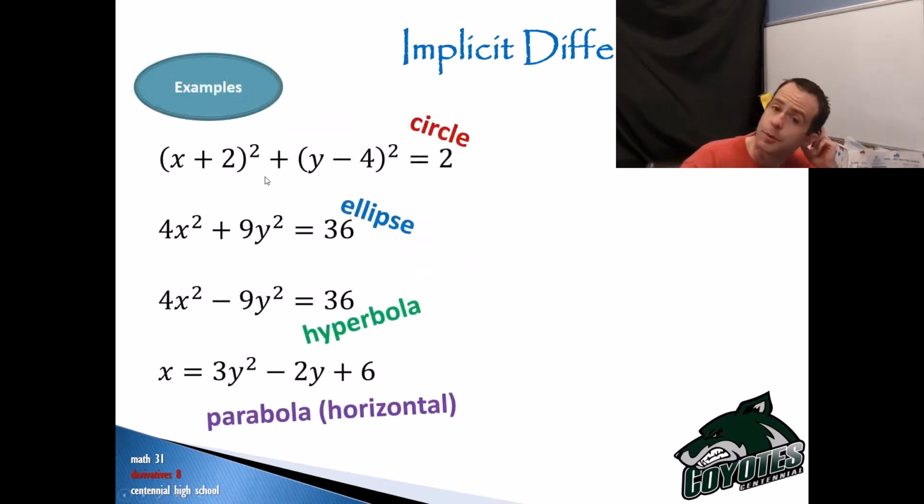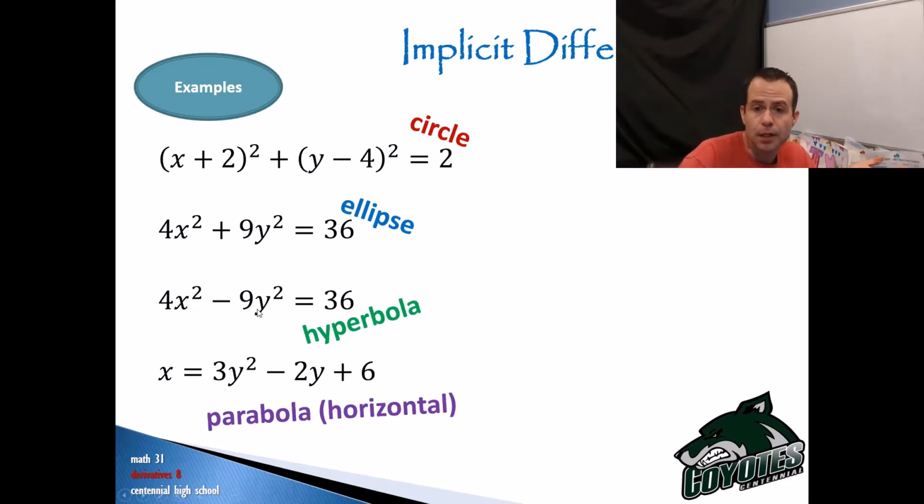An example would be (x + 2)² + (y − 4)² = 2. That would be the equation of a circle, with its center at (−2, 4) and a radius of √2, just in case you want to know. An ellipse also has that x squared and y squared, but the stretch factors on x and y are not the same, and that's what causes it to be an oval shape.